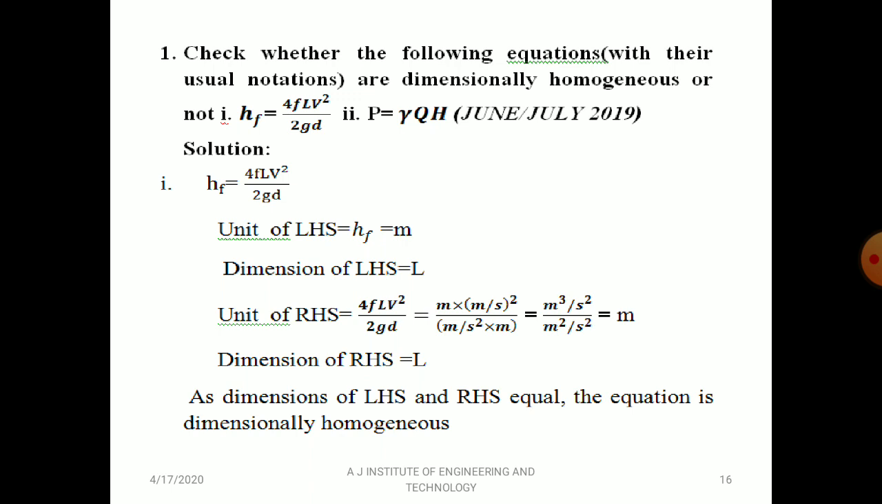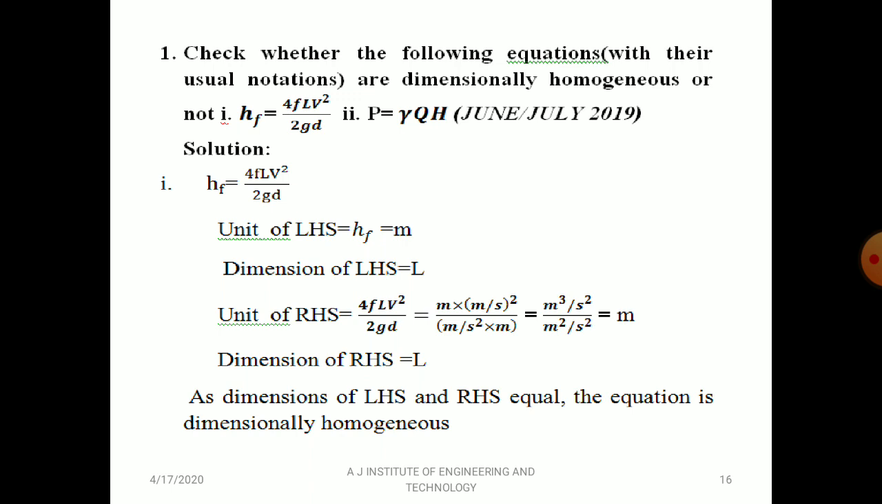So first let's consider the unit of LHS. This is the head, or head height, measured in meter, so the dimension is capital letter L. Now the unit of RHS, for 4f L V square divided by 2gD: 4 by 2 is anyhow a constant, and f, the friction factor, is also constant. So the unit for L is meter, and velocity is meter per second, squared in the problem, so meter per second whole square, divided by the unit of g, meter per second square, into the unit of diameter, meter. So meter per second square into meter gives meter cube per second square, and divided into that, meter square per second square, so it becomes meter.